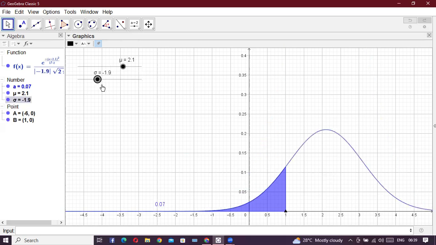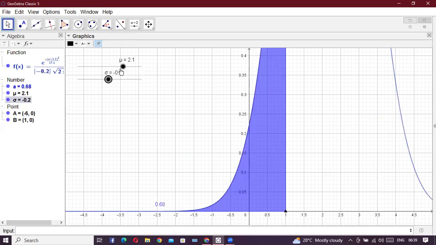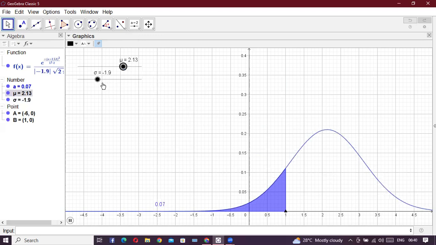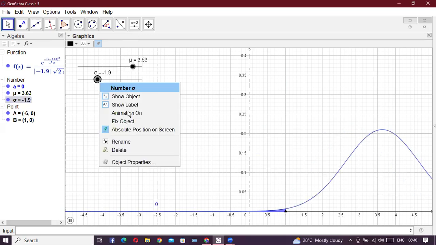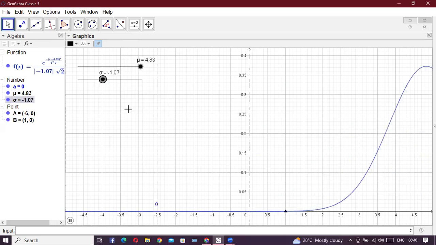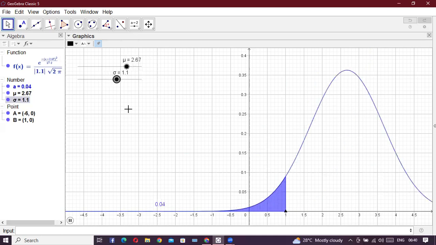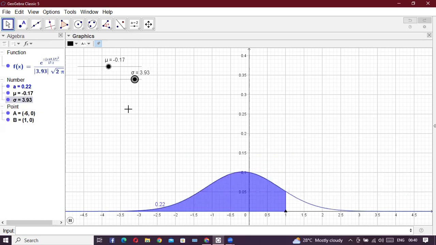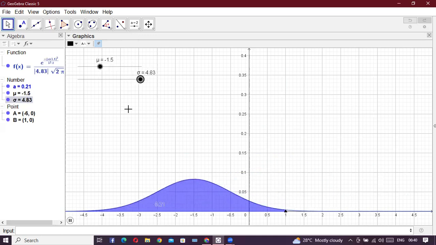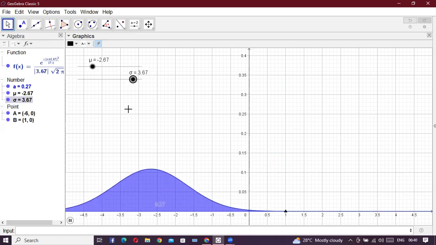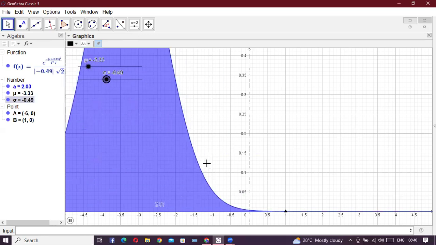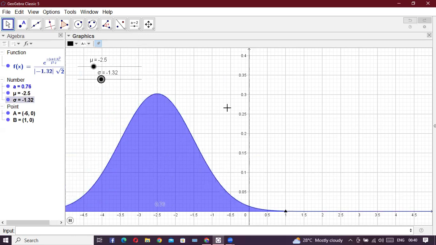All right, so these are some of the things you can use GeoGebra to do. You can practice more on it, and you can also check out the various other distributions, play around with them, and solve some questions on them as well. Today we're ending the class here. You can see as the mean and the standard deviation move, the curve is also moving with respect to that.